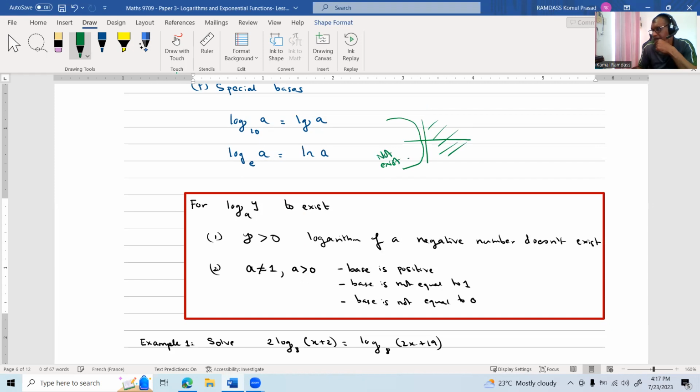OK? And secondly, the base cannot be equal to 1. OK? That's one thing. And another thing, the base is greater than 0. It is not equal to 0. And it is not negative also. Well, base is positive. Base is not equal to 1. Base is not equal to 0. Three restrictions on the base. And one restriction on the number itself.